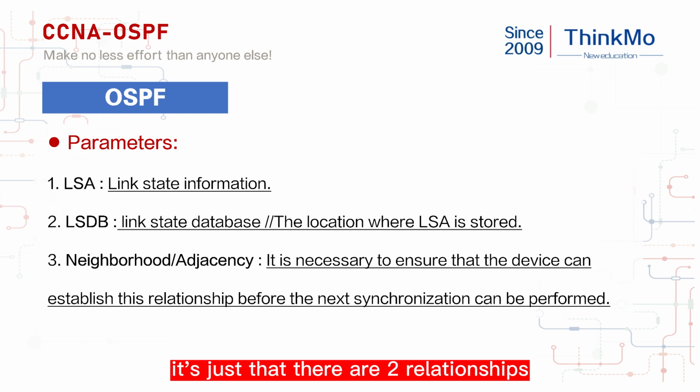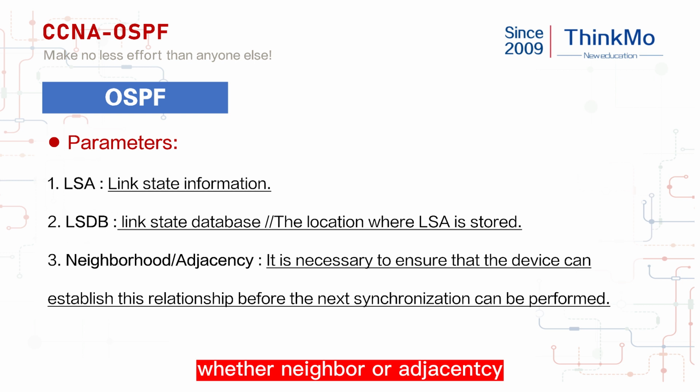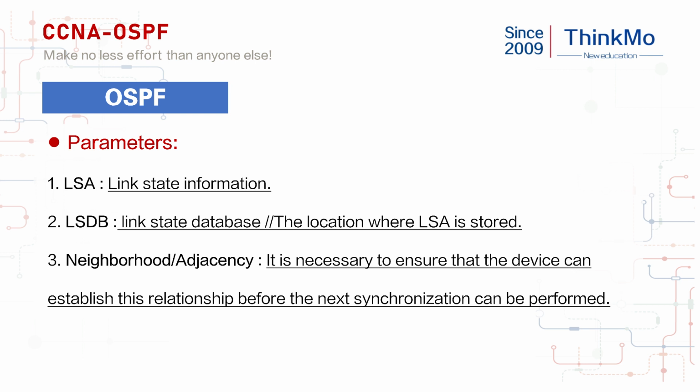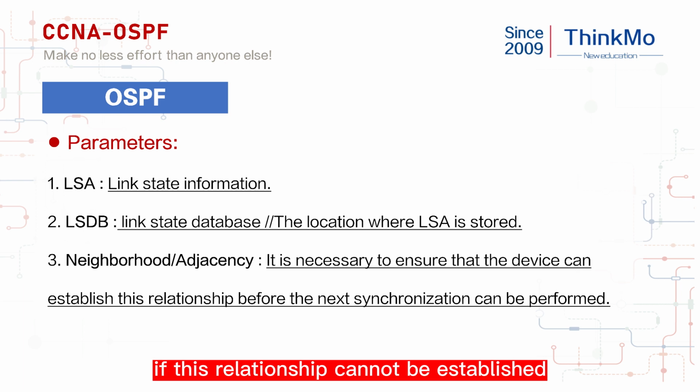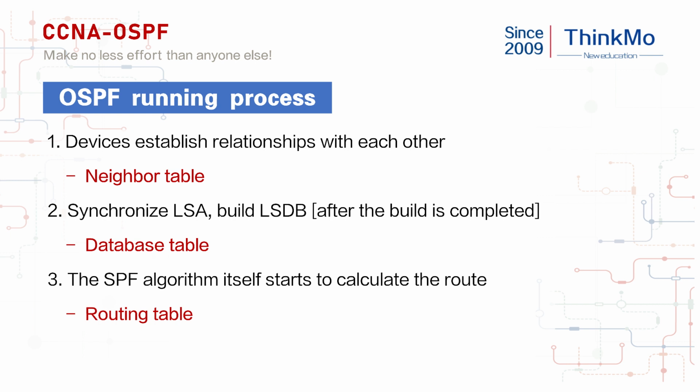It's just that there are two relationships: neighbor and adjacency. Whether neighbor or adjacency, we must ensure that the devices can establish this relationship. Then they will be able to perform the next sync. If this relationship cannot be established, then they cannot be synchronized. So I will summarize the process of OSPF for you. The first step is to establish a relationship. The second step is to synchronize the LSA. After that, build the LSDB. After building, the device will start to calculate the route through the SPF algorithm.